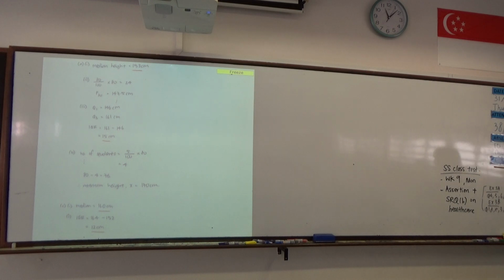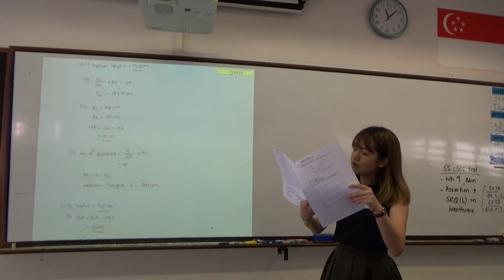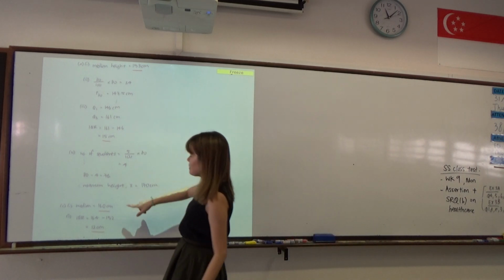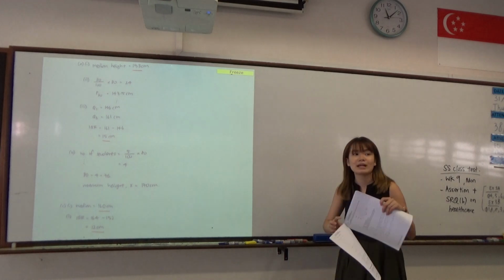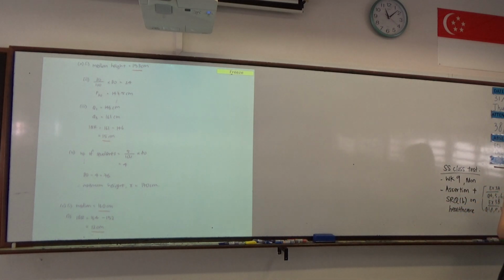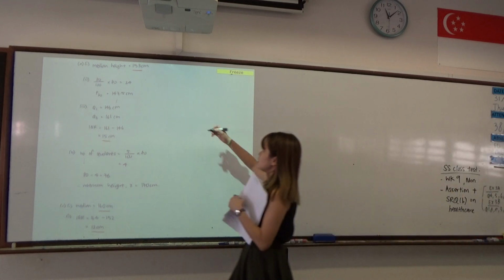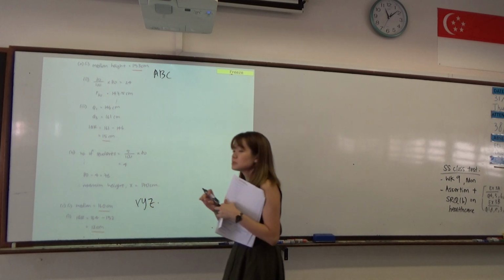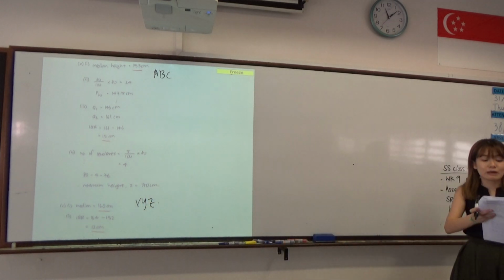Okay, so when we look at the median height of ABC, it is 153, and then the median height for XYZ it is 160. So the one with the higher median height would suggest that in general, XYZ would actually have taller students than ABC, right? You understand what I'm saying? So this one is ABC, and this is XYZ.